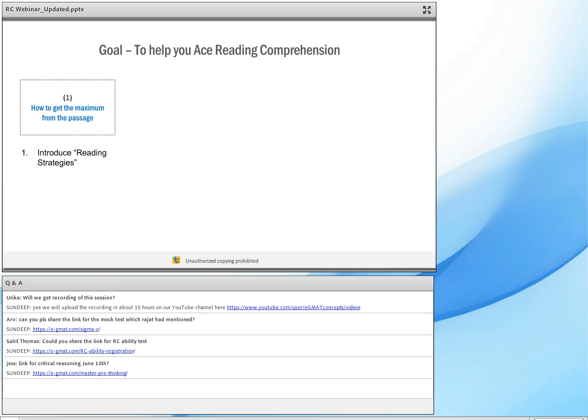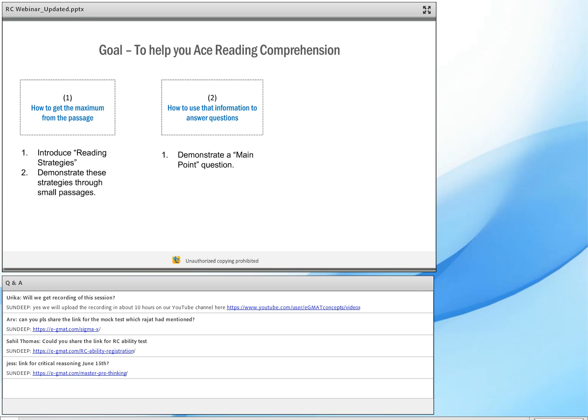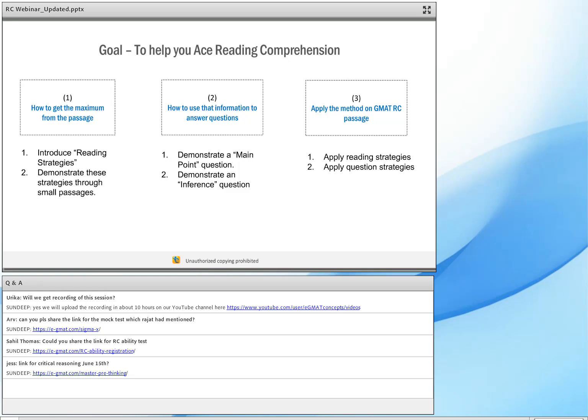So I'm going to tell you how to get the maximum out of the passage, and to do that, I'm going to introduce certain reading strategies. I'm going to demonstrate these strategies through a set of small passages. Then I'm going to tell you how to use that information to answer questions, demonstrating it with an inference and a main point question. And then we're going to take a full-length, difficult official passage and apply this again. And we're going to really see that passages the OG deems difficult actually start to become very easy.